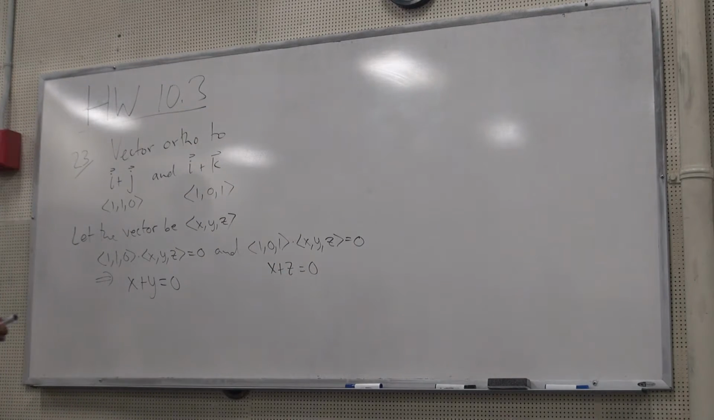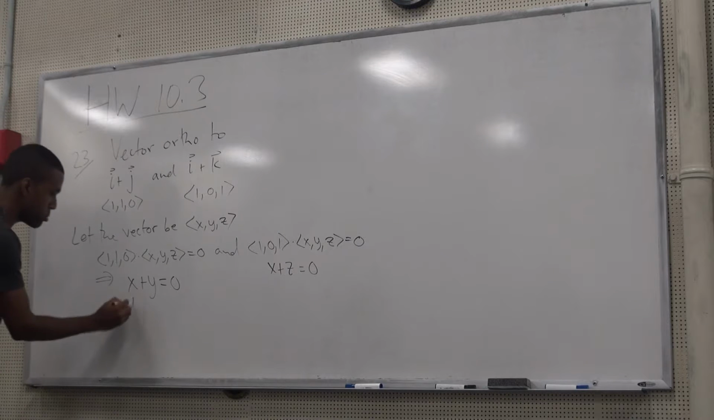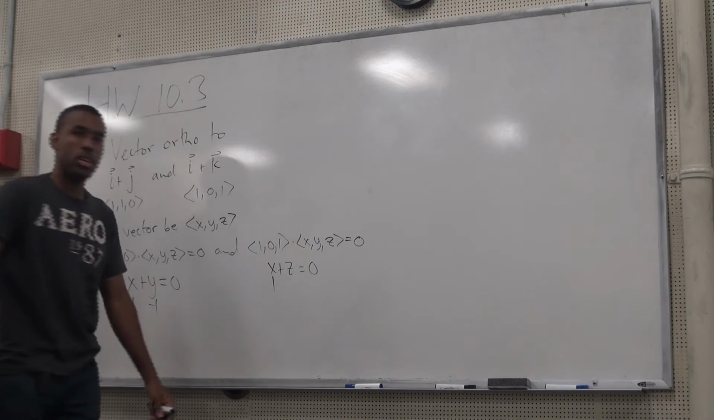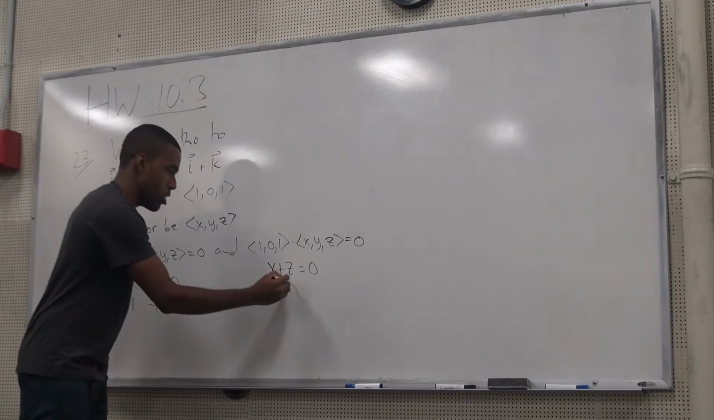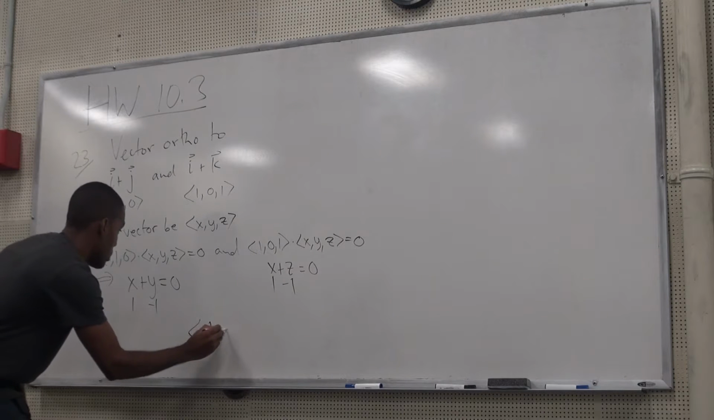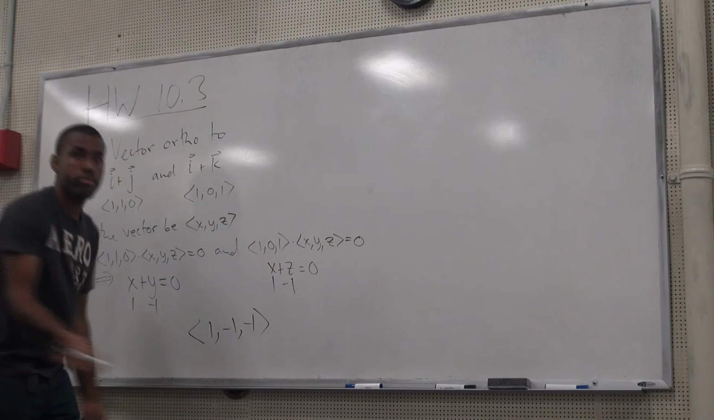So there are an infinite number of answers to this problem. Choosing any three numbers x, y, z such that x plus y equals 0 and x plus z equals 0 will work here. So you can literally just make some up. Let's say x is 1, y is minus 1. If I force x to be 1, then z would also have to be minus 1. So a possible answer is 1, minus 1, minus 1.